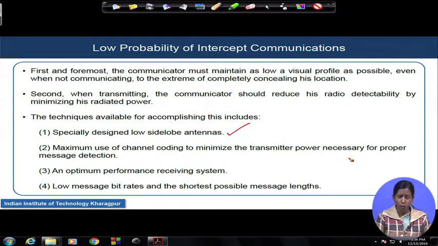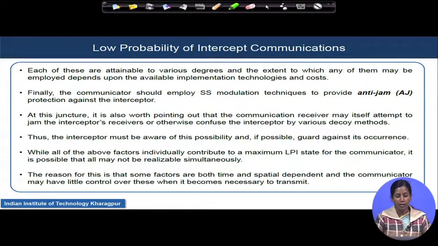The receivers can also be designed in such a way that an optimum performance receiving system is designed. A very low message bit rate can also be utilized, and the shortest possible message lengths can also be utilized. Next, as we understand, the communicator receivers will be utilizing anti-jam techniques like the spread spectrum modulation technique.